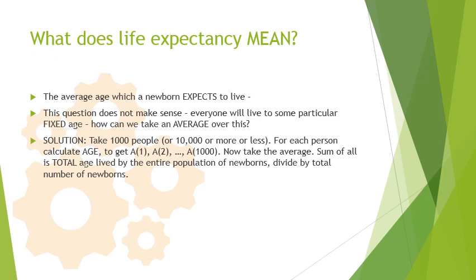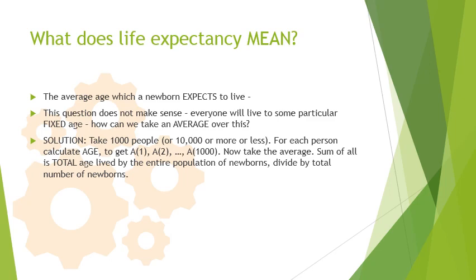Now we come to the specific calculation details. What does this number mean, life expectancy? Well, it's defined as the average age which a newborn expects to live. But this question doesn't really make sense, because one newborn will live to a particular age. Maybe he will live to 15 years or 25 years or 40 years or 60 years. We don't know, but there's only one number and there's no expected value, there's no average.